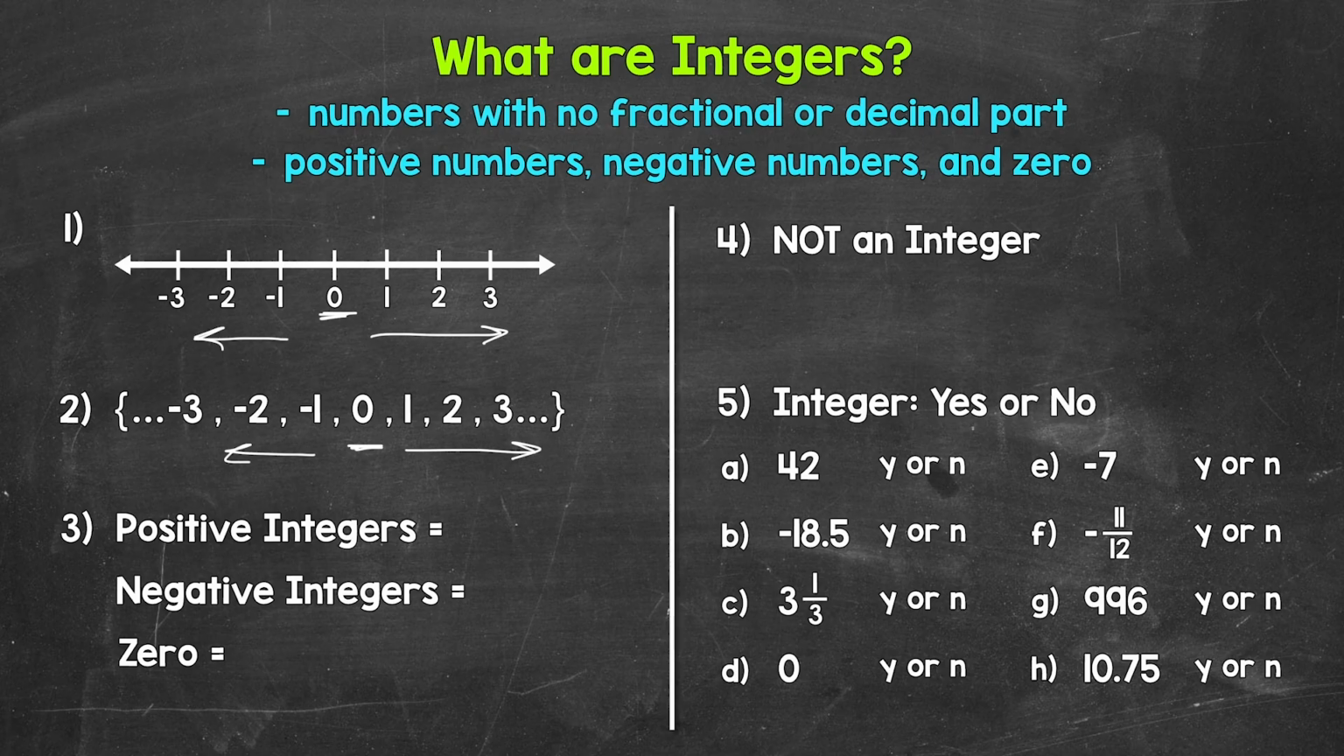Let's move on to number 3 and write out a few more examples of integers. Let's start with positive integers. Some examples include 8, 37, and 194. Now let's write out a few examples of negative integers. -9, -15, and -72. And then lastly, we know 0 is an integer and 0 is just 0.